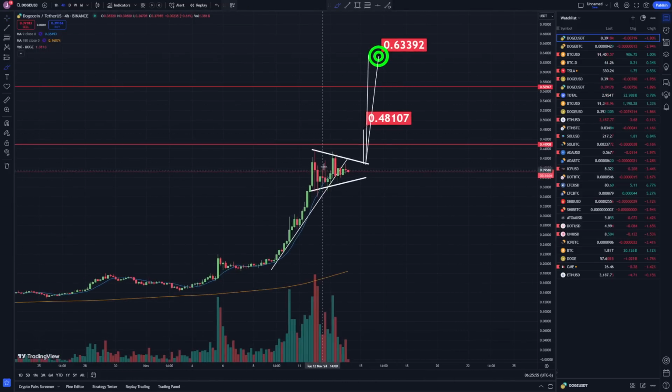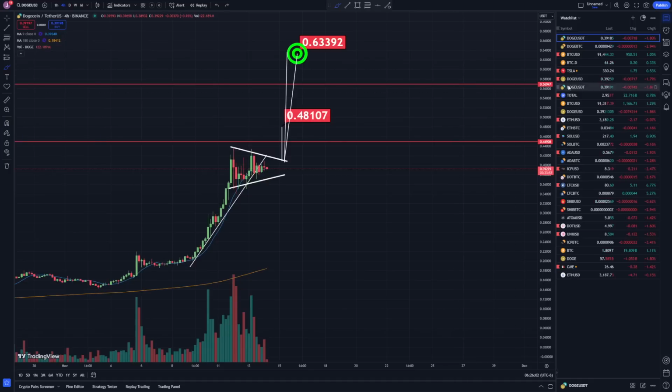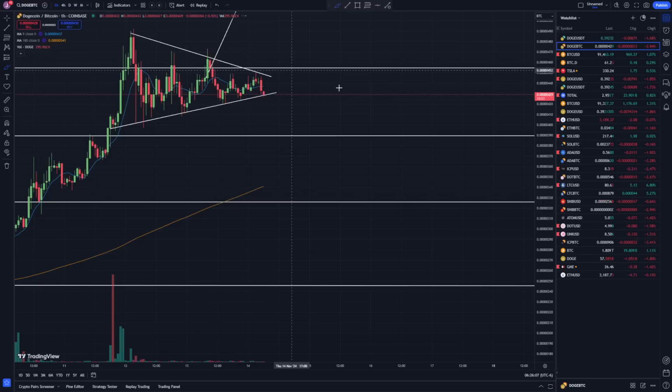But we're watching this resistance, this support. Let's see if we can break that going to the upside. Then we can start looking at these targets. Let's take a look at some other charts right now, though. Let's look at Doge to Bitcoin. And this one looks kind of interesting.